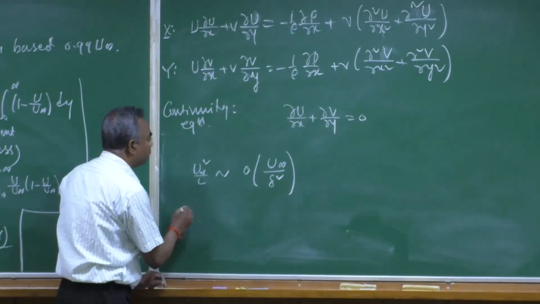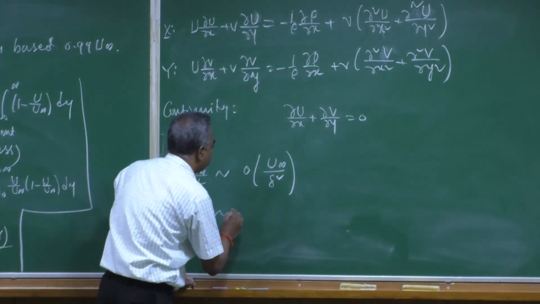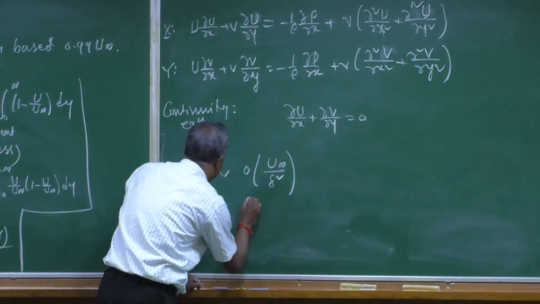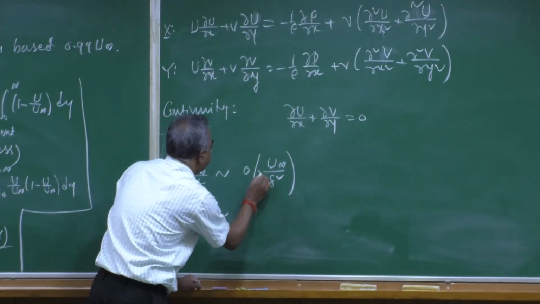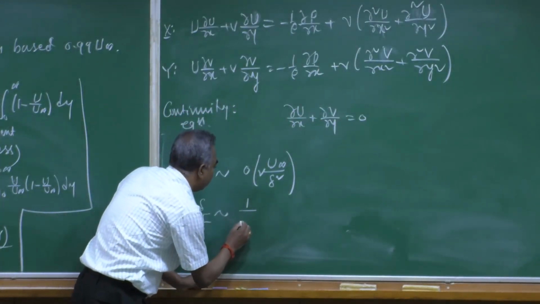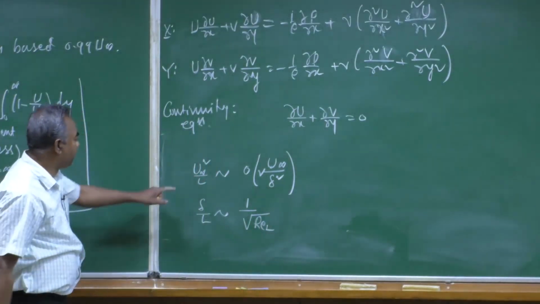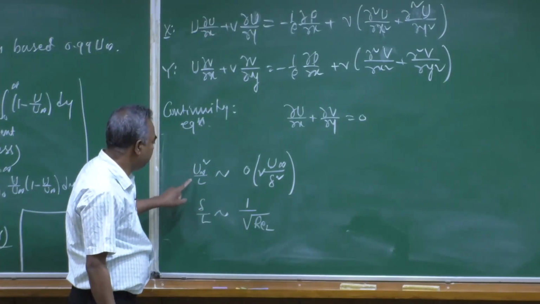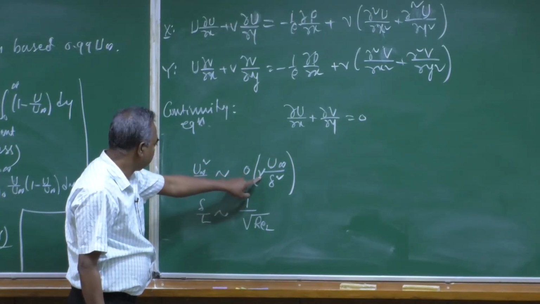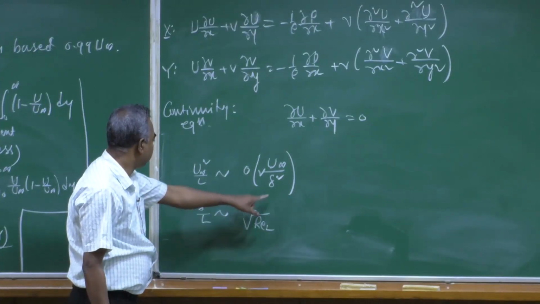So, that means this is going to give you the relation that delta by L will vary as, one nu should be there, because that nu is here. So, delta by L will vary as the square root of Re L. Why? You see, if you take delta square by L square, then you are going to have here nu divided by u infinity into L.